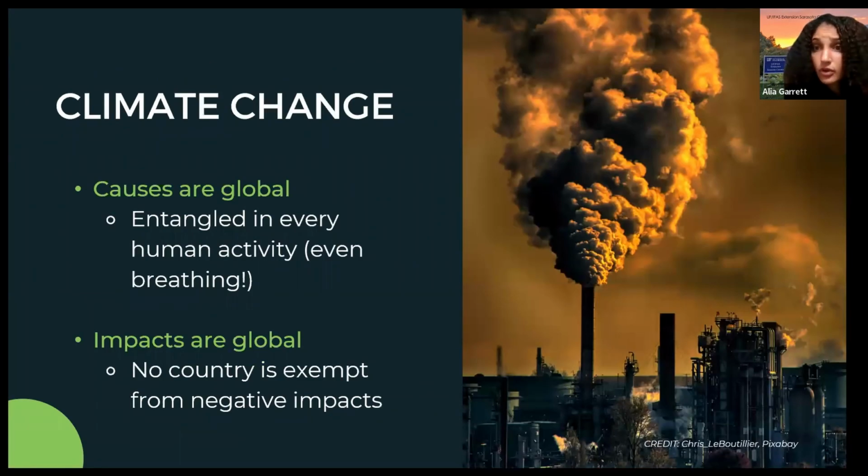So the causes are global. It's entangled in every human activity, even breathing. We breathe out carbon. And the impacts are global. So no one is exempt from the negative impacts. We're all in it together. It's the common fate of humanity.